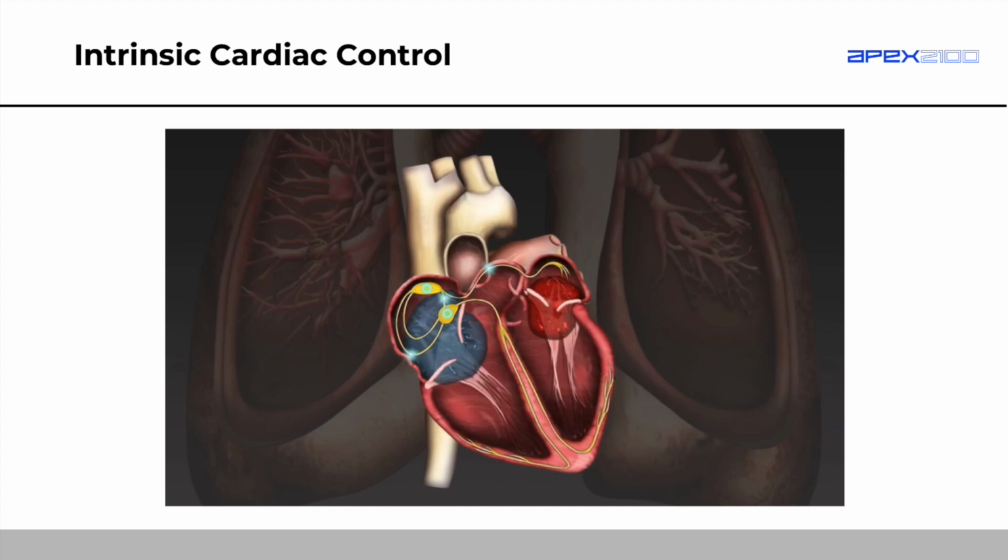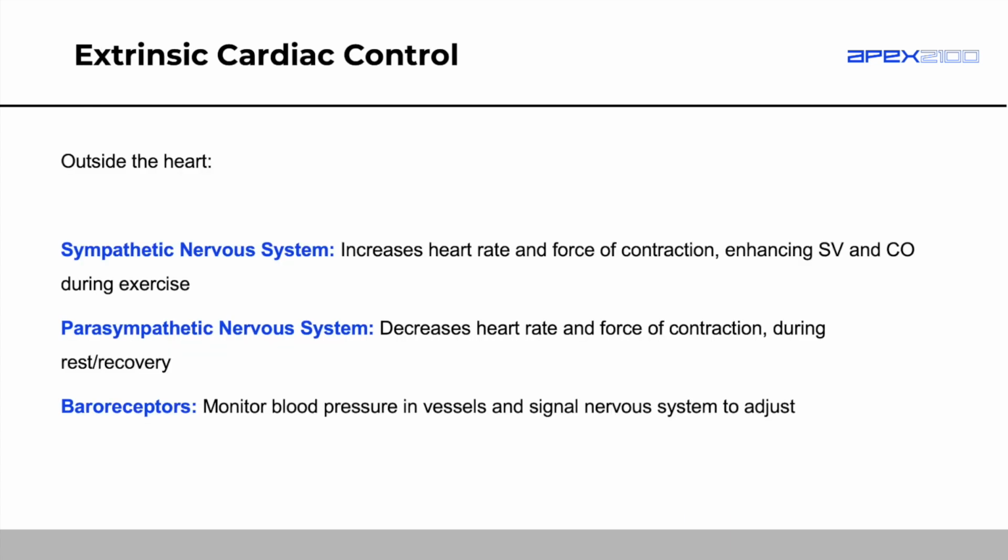Okay, so that is the intrinsic control of the heart. It's the sinoatrial node and the atrioventricular node. Now, there are things outside the heart which control the heart rate, the force of the contraction of the heart, and the blood pressure. Those being the sympathetic nervous system, which we know now is our flight or fight.